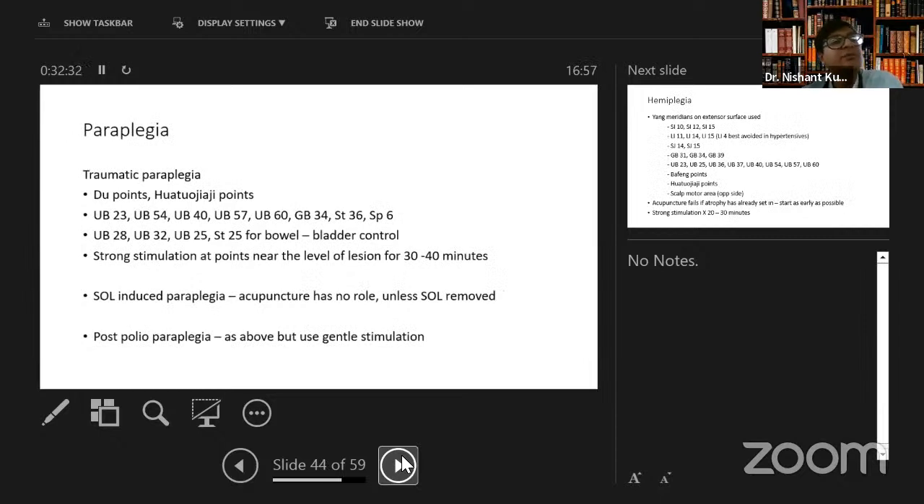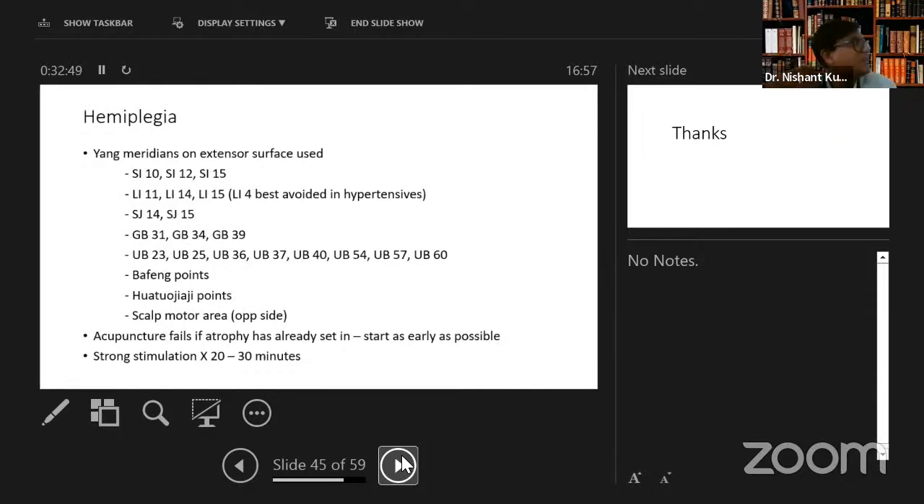Paraplegia: UB 23, all are bladder channels for paraplegia. UB 23, UB 54, UB 40, UB 57, UB 60, GB 34 for your muscles and tendons, stomach 36 and spleen 6. So these are the generalized points for all your muscle related problems. Dr. Nitin will be talking more about these points for musculoskeletal problems.